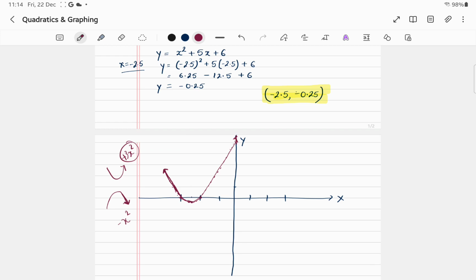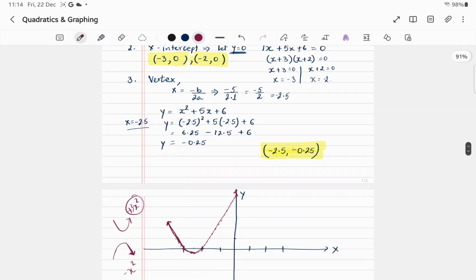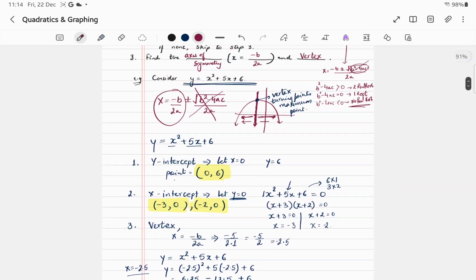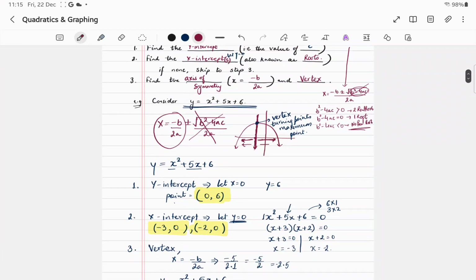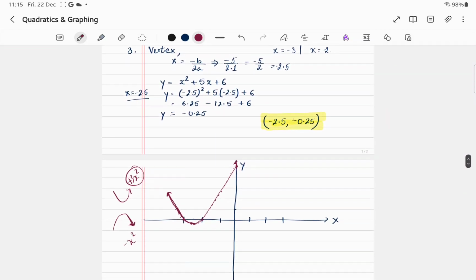So this was graphing with the help of the general form of the equation. Any equation that you get in the exam can be converted into general form. So if you understand the general form pretty well, it's going to become easy for you to plot the graph. I hope this makes sense.